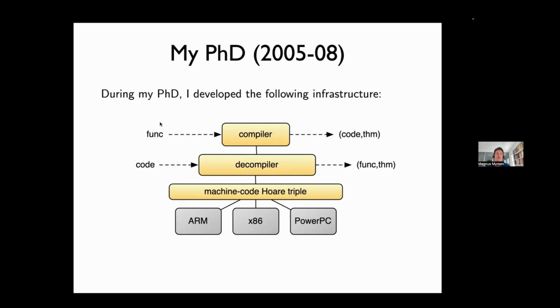So the compiler works like this. You give it a function that looks like something the decompiler could produce. The compiler produces code that really has that behavior, and a theorem connecting the function to the code.